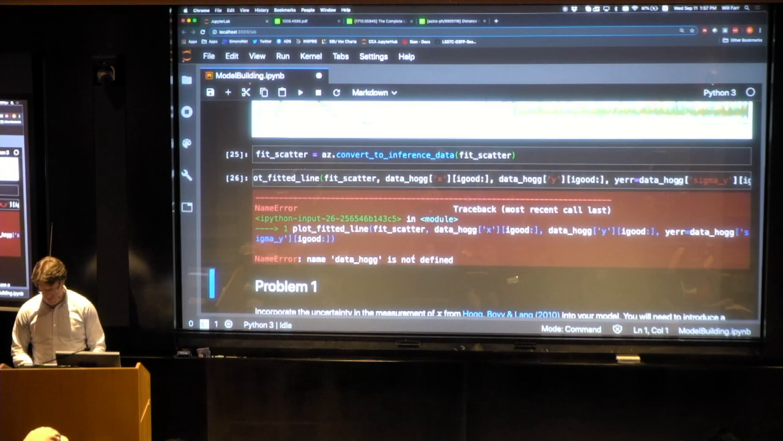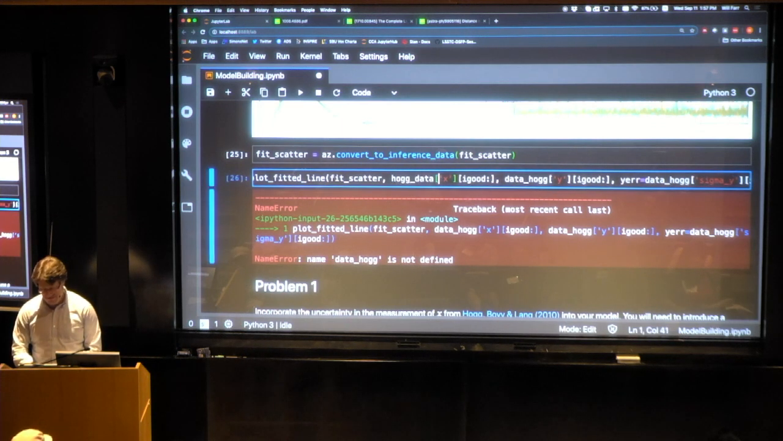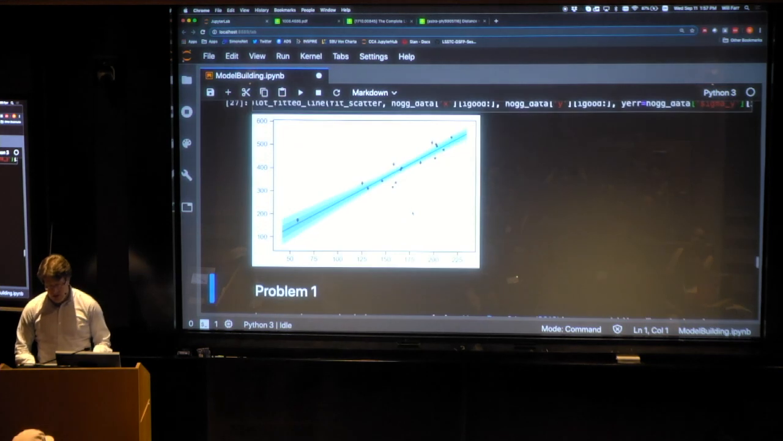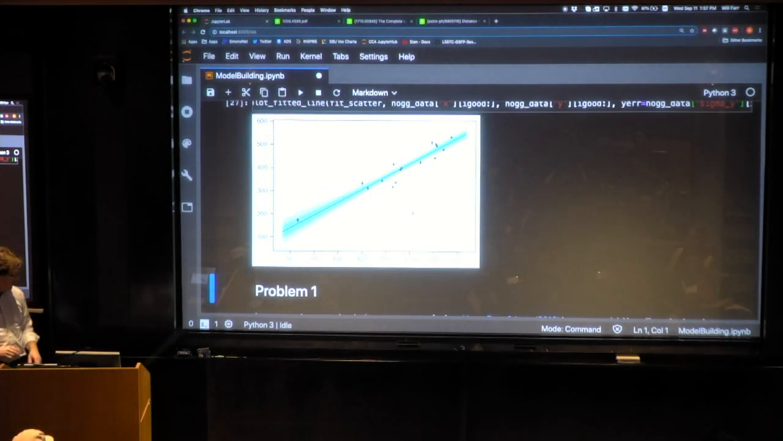Oops. It's hog data. This is why pair coding is such a useful thing. It would be funny to meet a data hog one day, though.